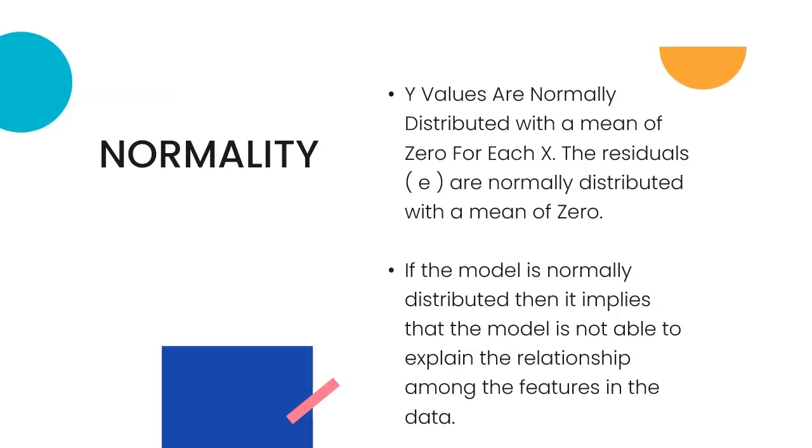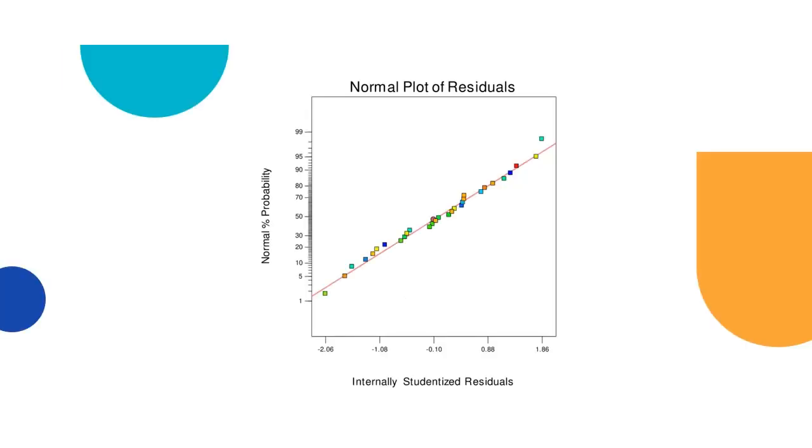The second assumption is normality. Y values are normally distributed with a mean of 0 for each x. The residuals are normally distributed with a mean of 0. If the residuals are not normally distributed, then it implies that the model is not able to explain the relationship among the features in the data. Here we can see the graph, where the variables lie on the straight line.